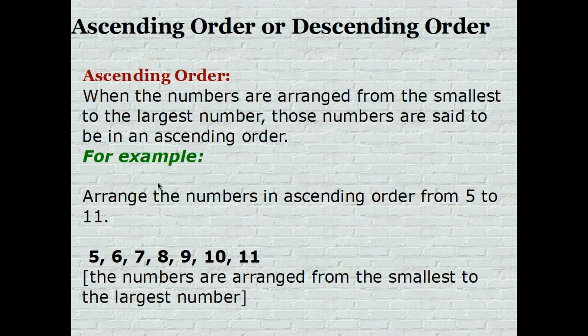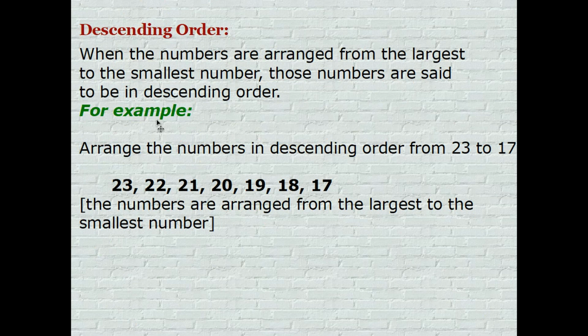Now let's see. As I said, ascending means arranging from smallest to largest. For example here, numbers from 5 up to 11 are arranged in increasing order: 5, 6, 7, 8, 9, 10, 11. Right? The numbers are increasing. So we call this ascending or increasing. When we say descending, the numbers are arranged from largest to smaller. Here 23, 22, 21, 20, 90, 80, 70. So from the largest to the smallest. So these are descending orders.